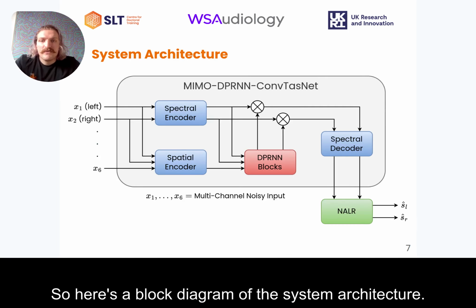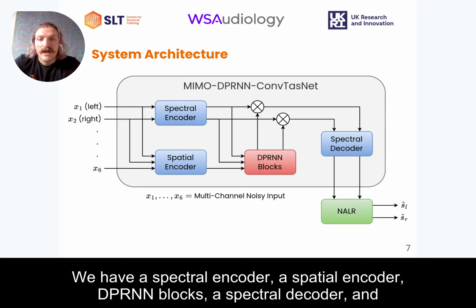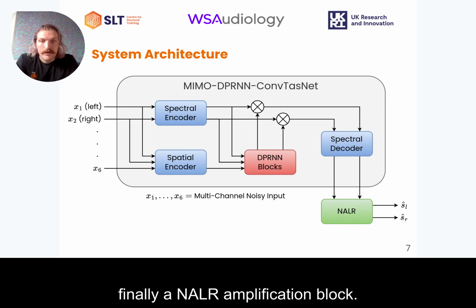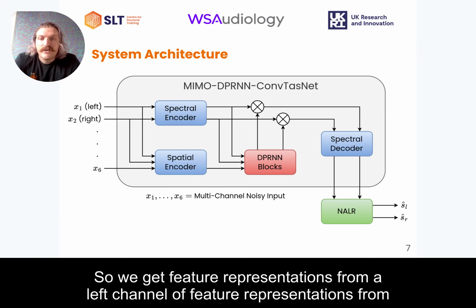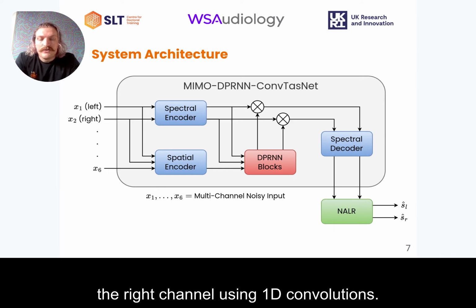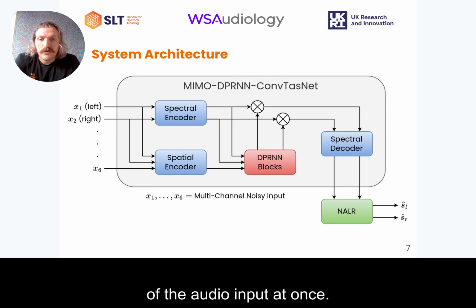So here's a block diagram of the system architecture. There are 5 key components to this system. We have a spectral encoder, a spatial encoder, DPRNN blocks, a spectral decoder, and finally a null amplification block. The spectral encoder is, like I said, analogous to the Fourier transform. So we get feature representations from a left channel and feature representations from a right channel using 1D convolutions. The spatial encoder is also a 1D convolution, except this operates over all 6 channels of the audio input at once.